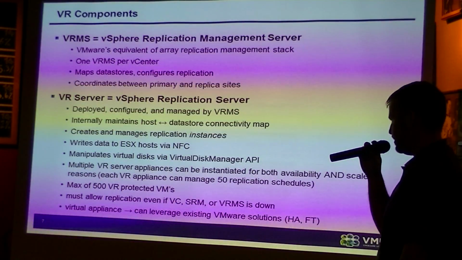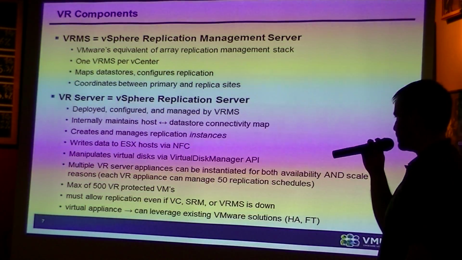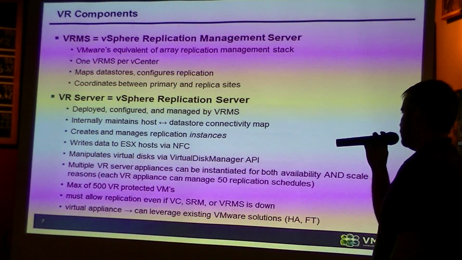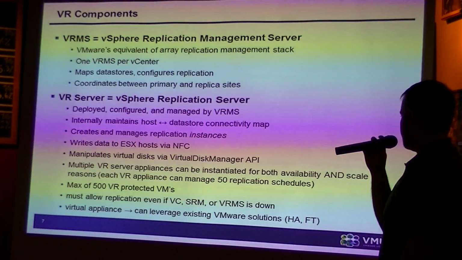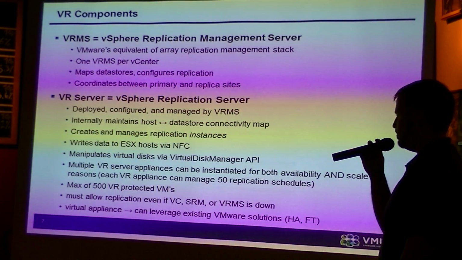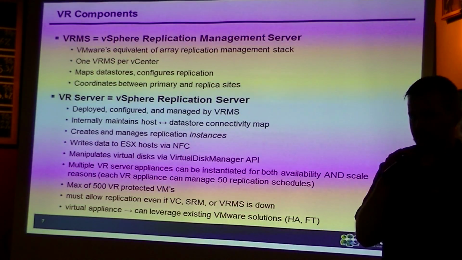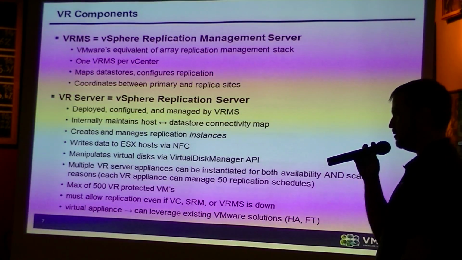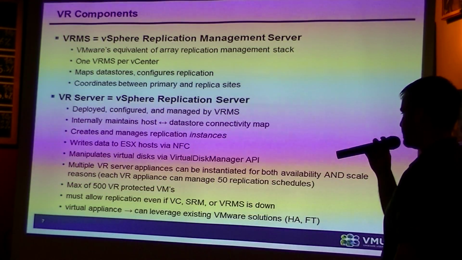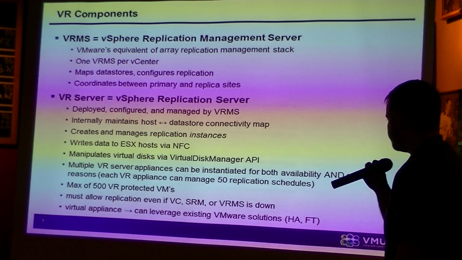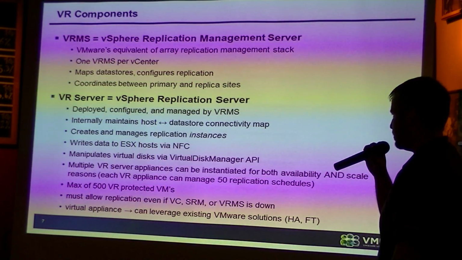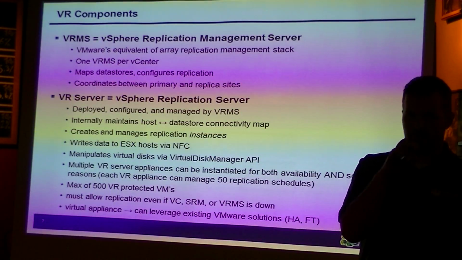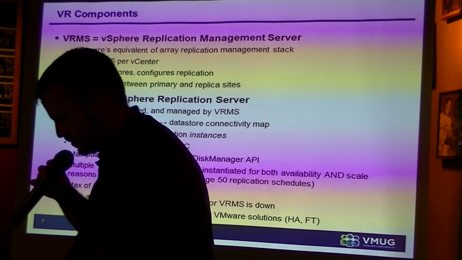It's going to write data to the ESX host via NFC. You can have multiple vSphere Replication Servers based upon the site, but for the most part, from what I read, best practice is one vSphere Replication Server per site. Once you get up to about 500 VMs being replicated, you might want to think about adding a second one, but that's a pretty big site. The VRMS server and the VR server are both appliances, so everything is deployed as an OVF. That's a pretty easy install.